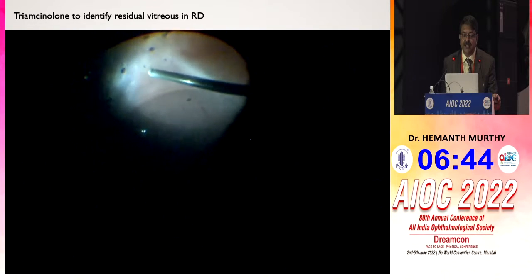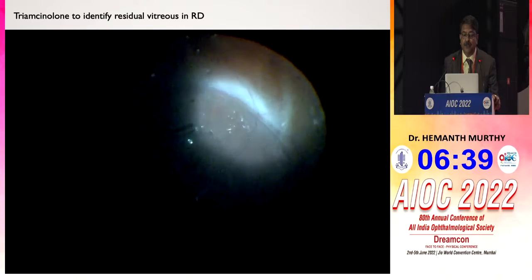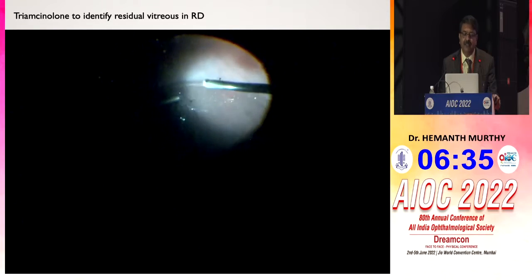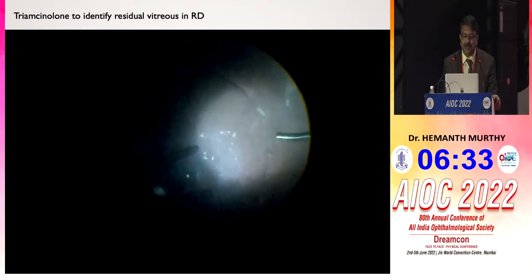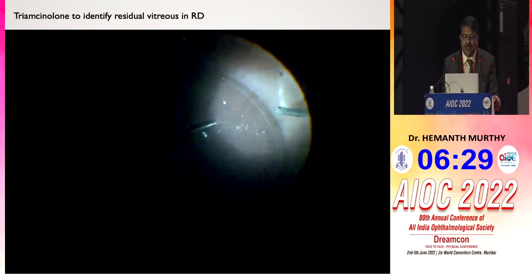So you can see that now you're able to identify the vitreous which is left behind. Suppose we have not identified it, this would get left behind and invariably cause problems for the patient. So using triamcinolone is a very good way to ensure that you're doing a good vitrectomy.